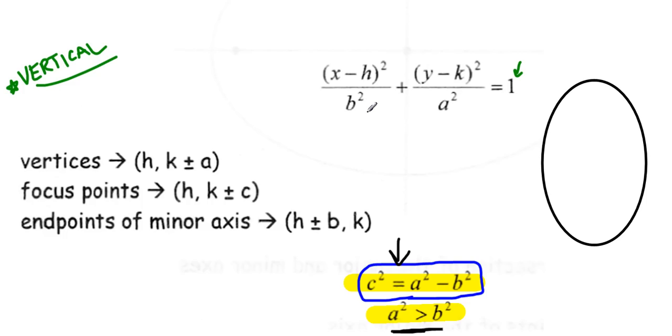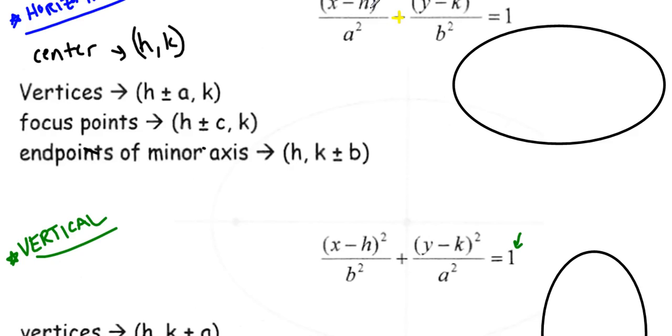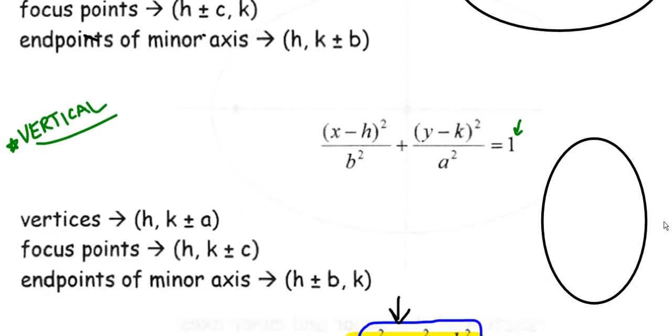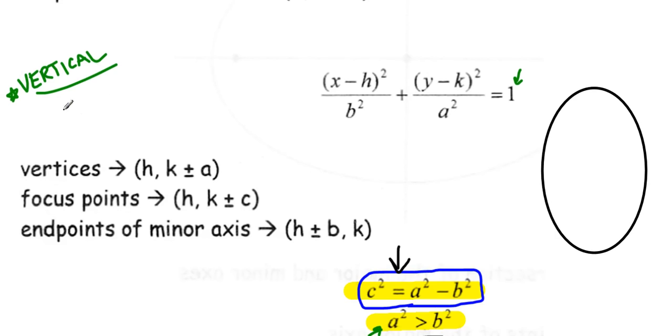One important thing to note is that our a squared value is always going to be greater than our b squared value. Since our 2a is our major axis, the major axis is always longer. So a squared is always bigger than b squared. If our major axis is under the y, then it's going to be taller. If our major axis is under the x, as in our horizontal, it's going to be wider. Okay, so the center is still (h, k).